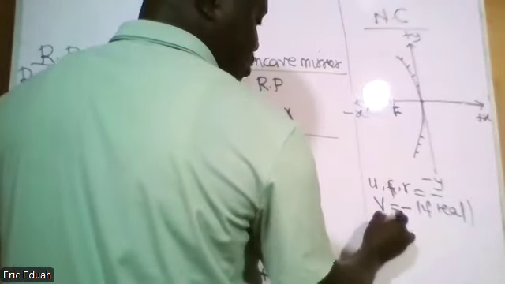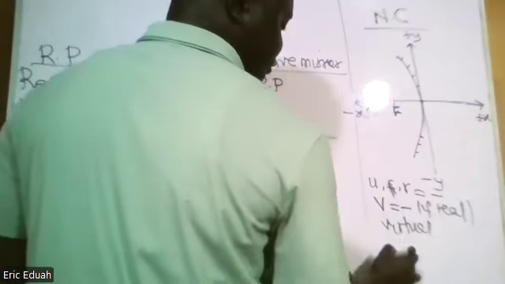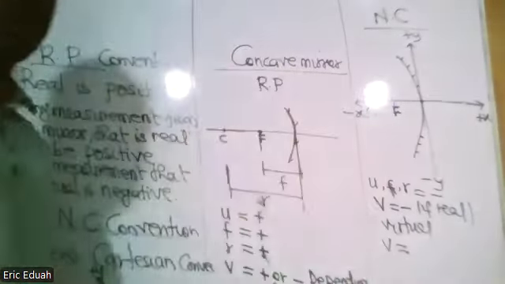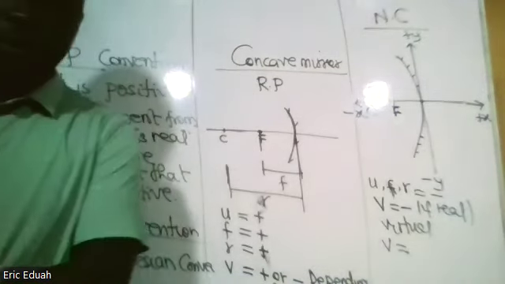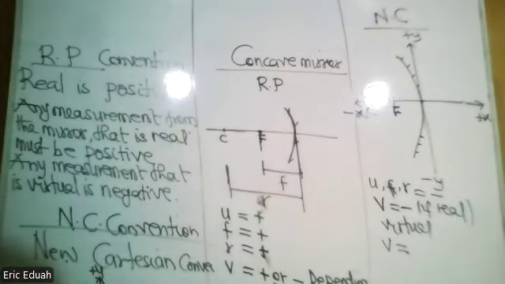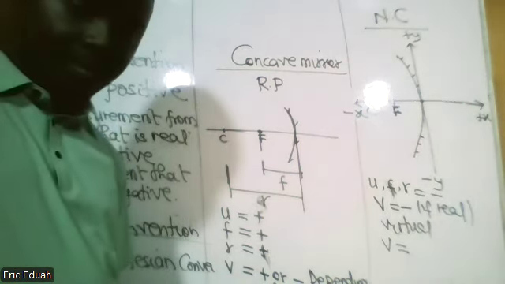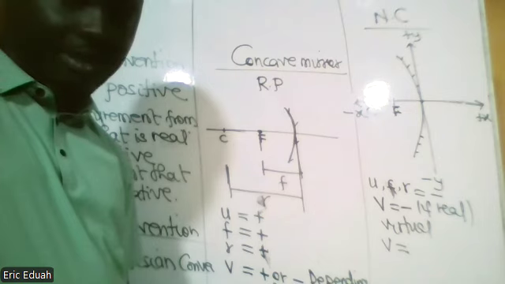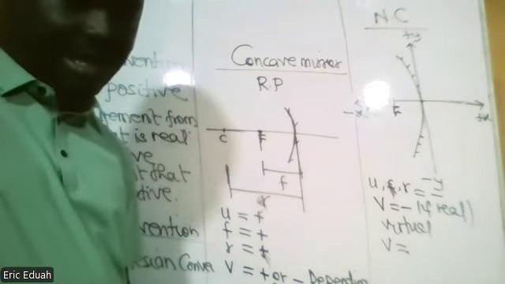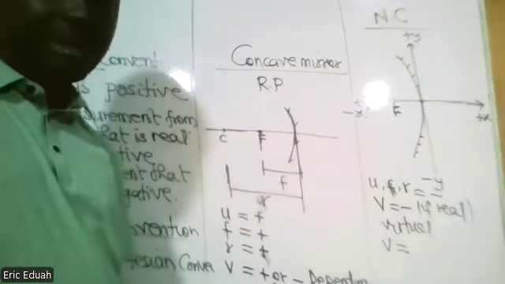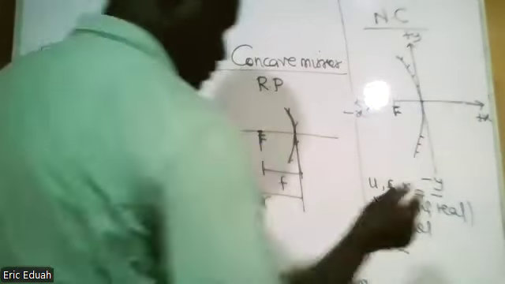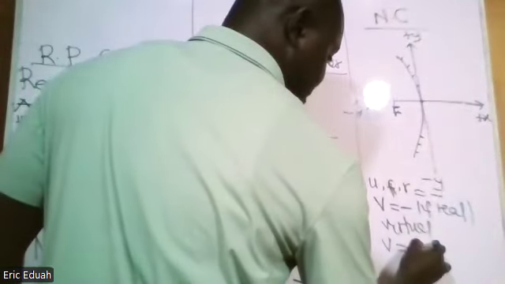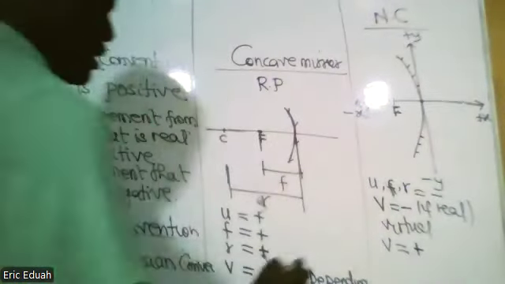If image is virtual, what will be the sign of V? Leonard, if image is virtual, what will be the sign that must be attached to V? Positive. So V is positive if image is virtual.